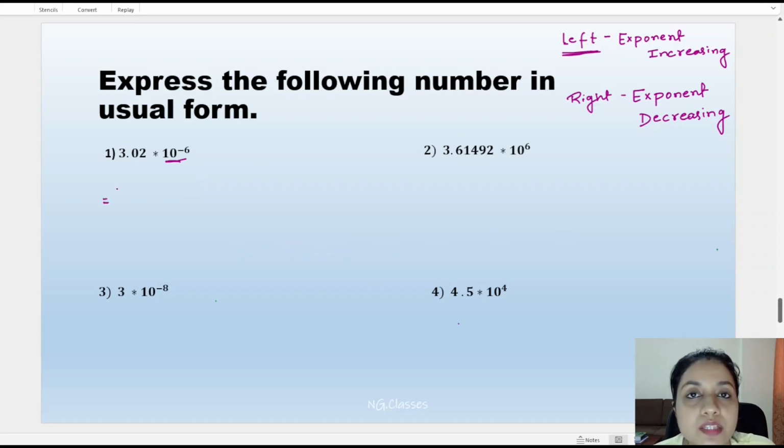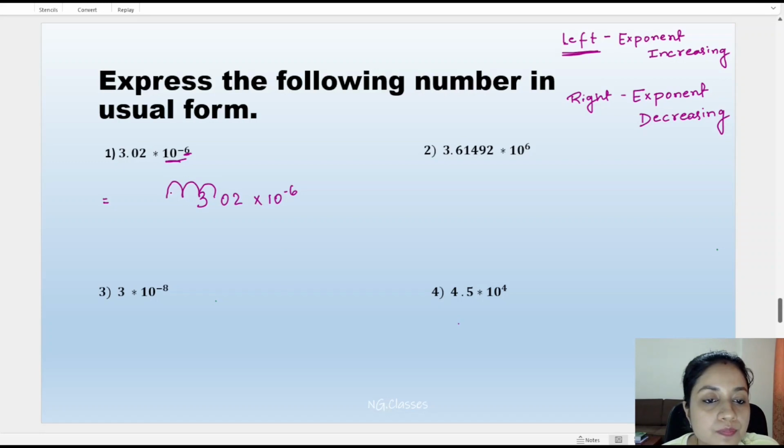Now how many places towards left? 6 places according to the given exponent towards the left direction. So we are having 3.02 times 10 to the power minus 6. This will be 10 to the power 0 when we will be moving 1, 2, 3, 4, 5 and 6.